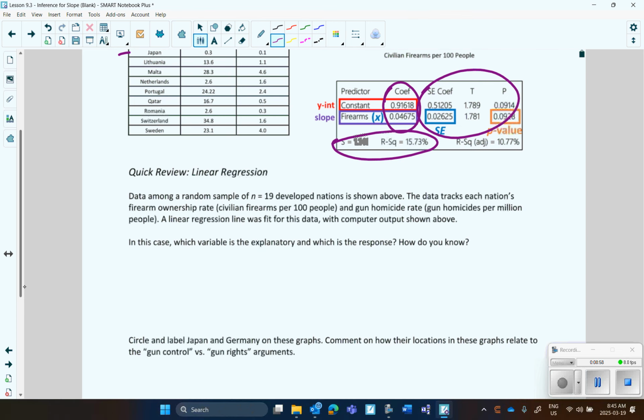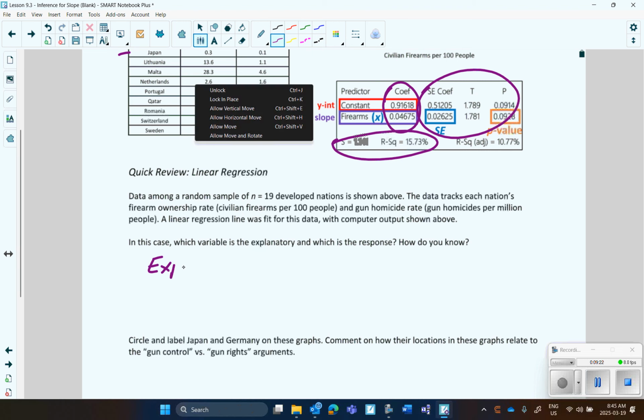Okay, so again, random sample, 19 developed nations, each nation's firearm ownership rate, and then their gun homicide rate. Remember, one thing that you were asked to do when we talked about the relationship between two quantitative variables is identify which one's explanatory and which one's response. How can you tell which is which?